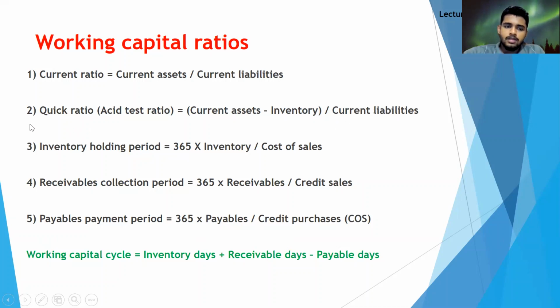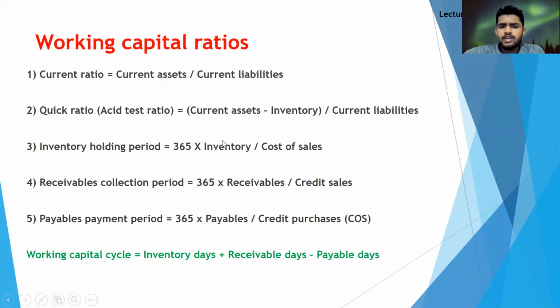The third ratio is your inventory holding period. What is the inventory holding period? How many days is my inventory in my warehouse until I sell it? That is the indication of the inventory holding period. So the inventory holding period is equal to 365 multiplied by inventory divided by cost of sales.